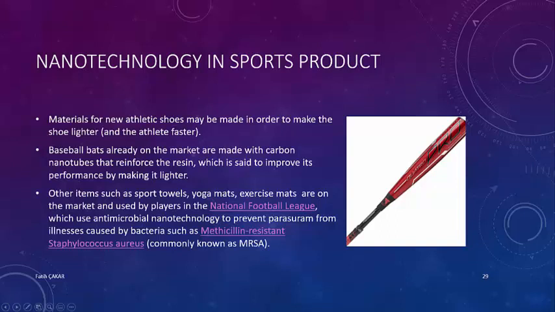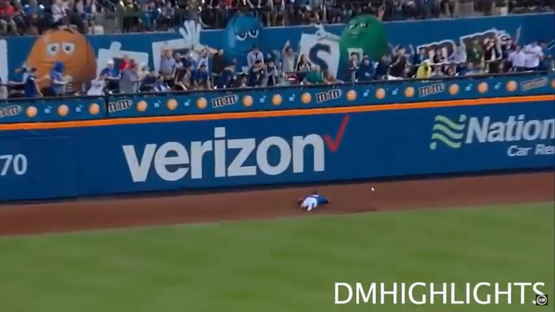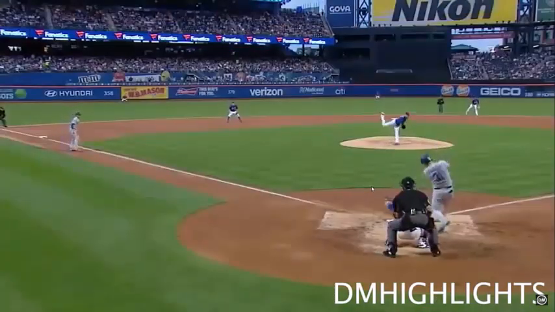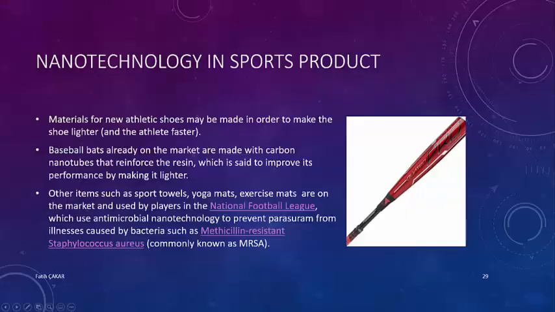To give more examples, new athletic shoes may be made in order to make the shoe lighter and the athlete faster. Baseball bats already on the market are made with carbon nanotubes that reinforce the resin, which is said to improve performance by making them lighter. Other items such as towels are on the market and used by players to prevent illnesses thanks to their antibacterial property.